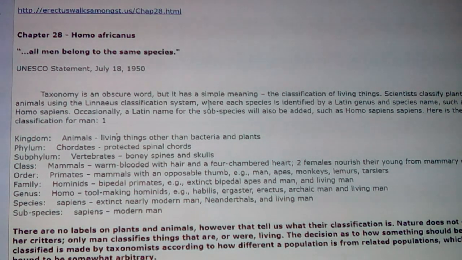Taxonomy is an obscure word, though. It has a simple meaning: the classification of living things. Scientists classify plants and animals using the Linnaeus classification system. And whenever I first heard that, let's talk about fish again. Whenever you hear these Latin words, there were a lot of times where you would hear this word linneaus and variations of it. And that was usually a fish that had some portion of or down its body lines. And so it made sense.